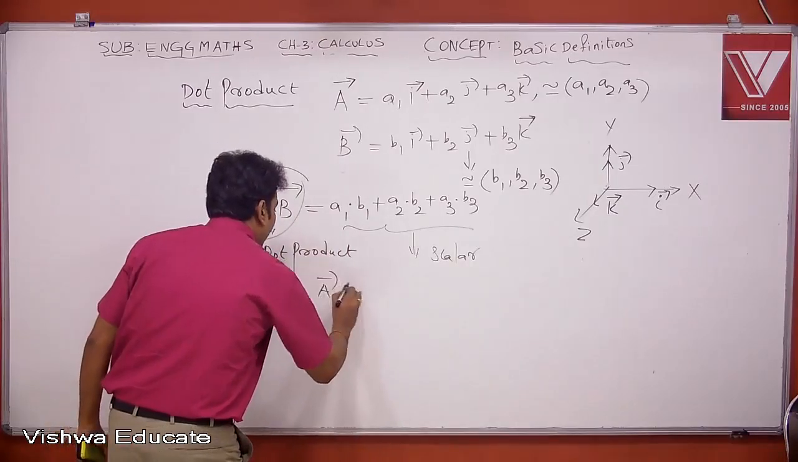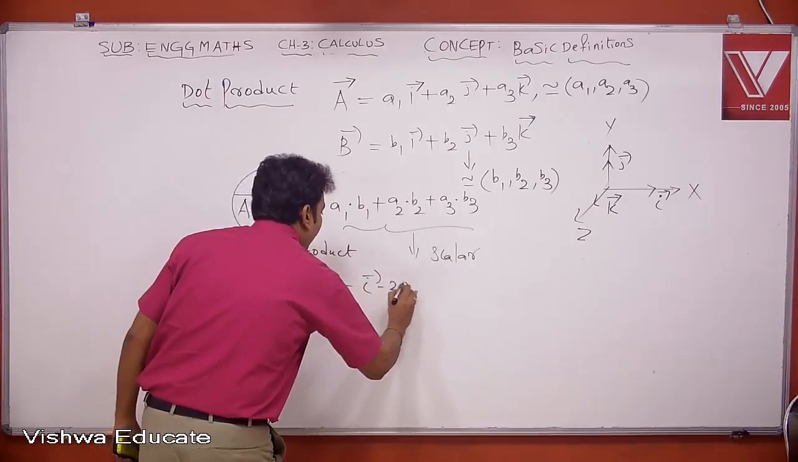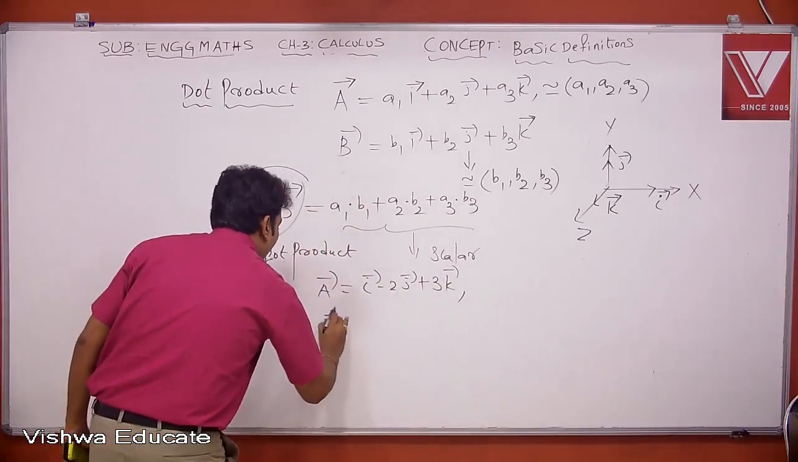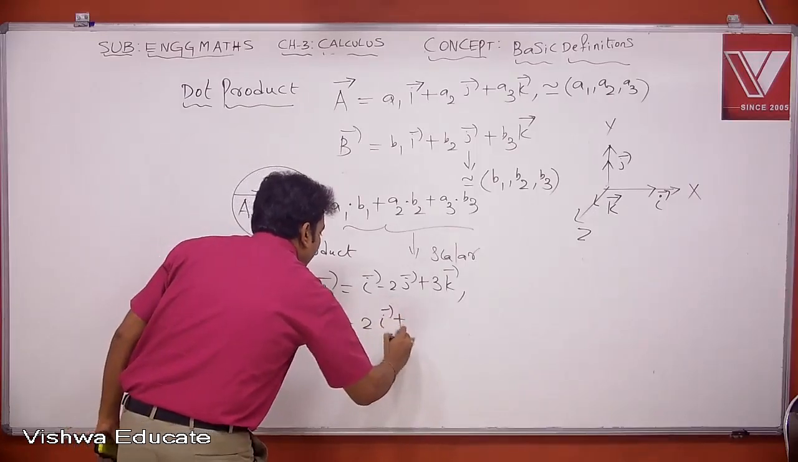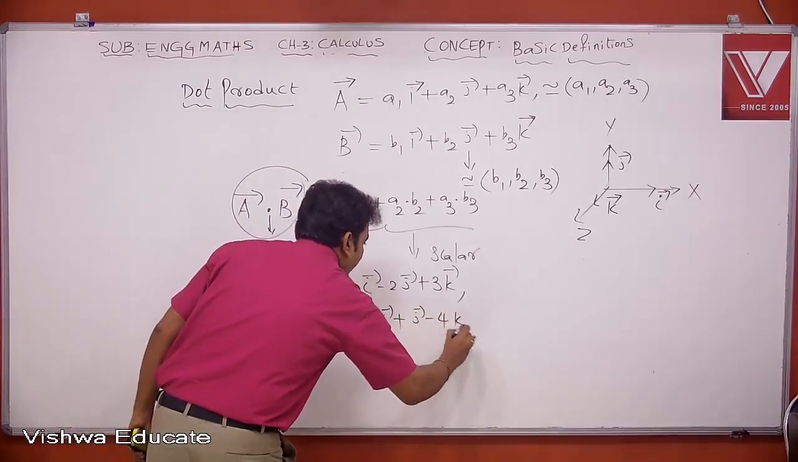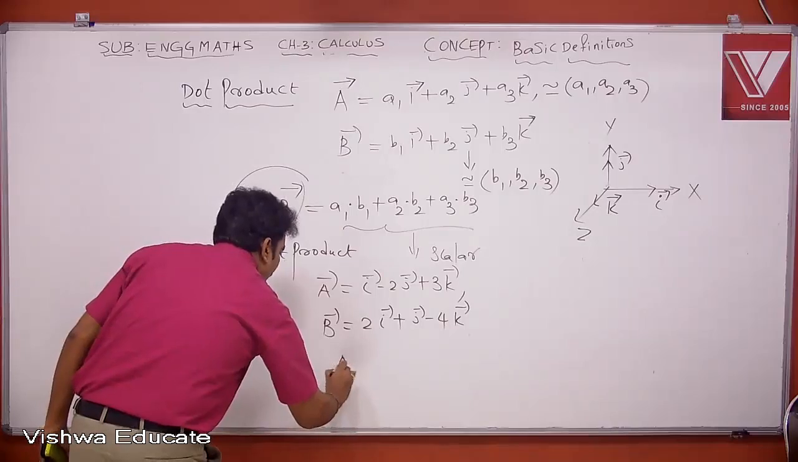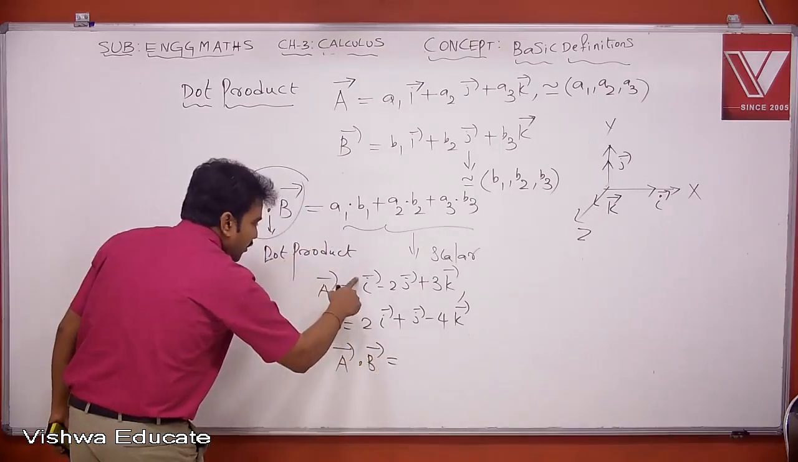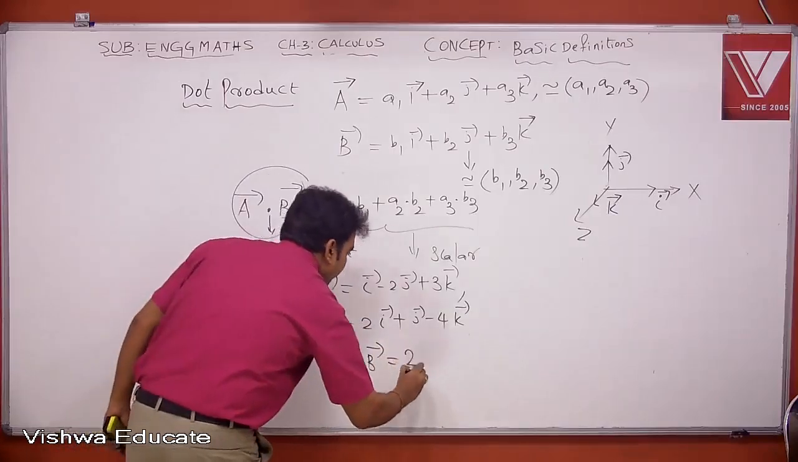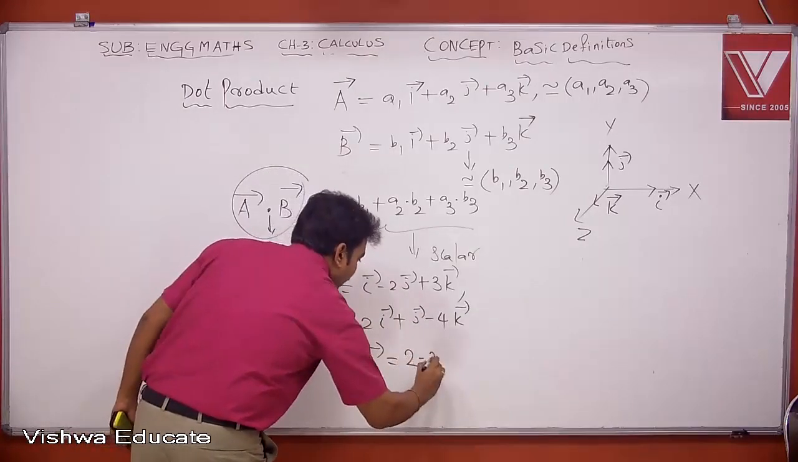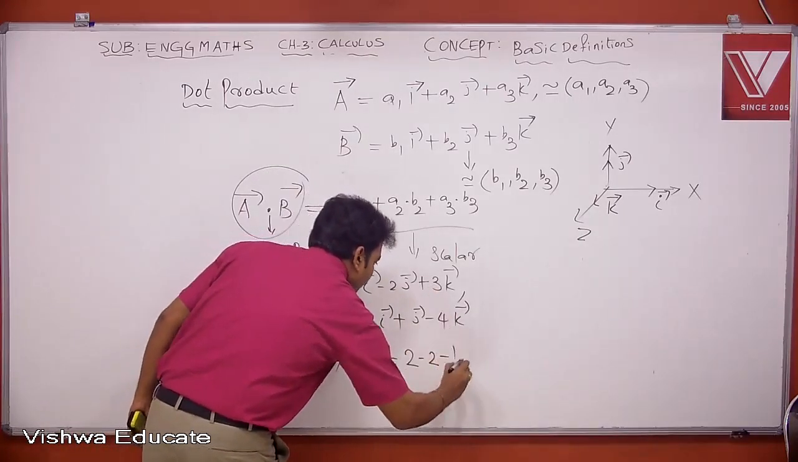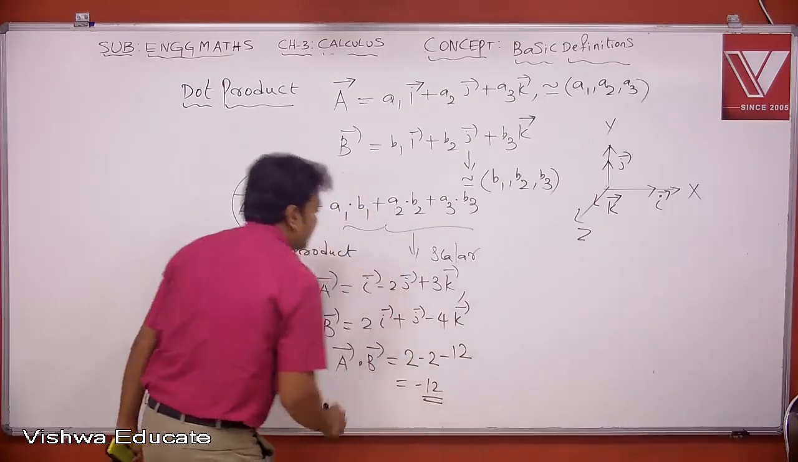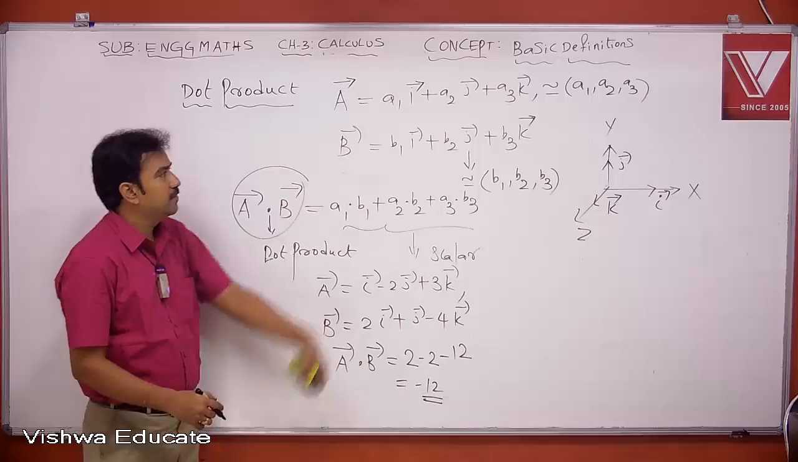Suppose I have a vector A bar equal to I bar minus 2J bar plus 3K bar, and B bar equal to 2I bar plus J bar minus 4K bar. Now the dot product of these two vectors is A bar dot B bar equal to components. Here it is 1, this is 2, so 2, minus 2 into 1 is minus 2, 3 into minus 4 is minus 12. Therefore this quantity is minus 12.